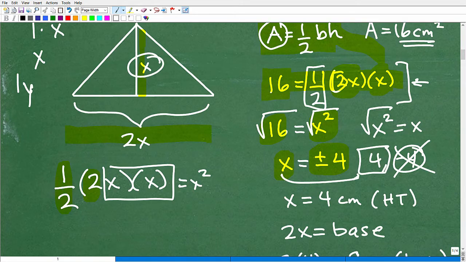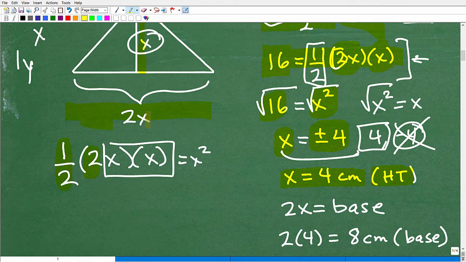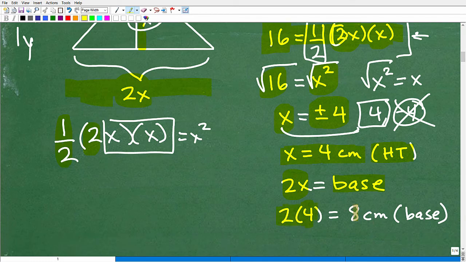So what is x? Well, x was the height. And now let's throw in those units of measure. So x was equal to 4 centimeters. And the base is twice the height. It's 2x. We know what x is, so I'll just plug in that 4 for x. And I'm going to get 2 times 4 is 8, or 8 centimeters.